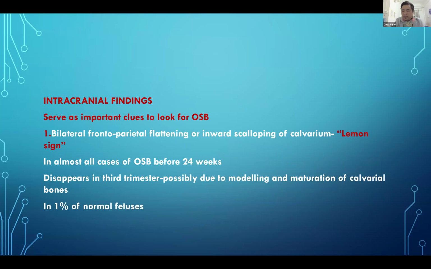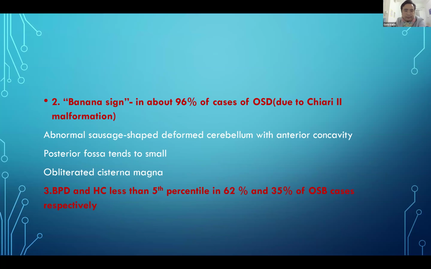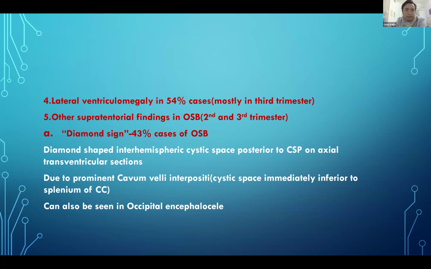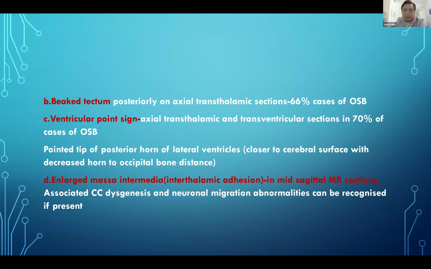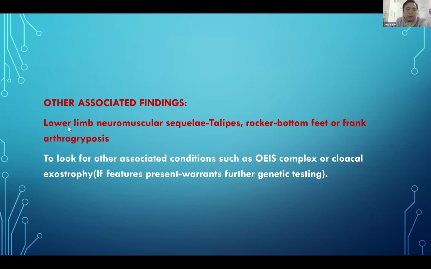Intracranial findings, as I've already said, are the lemon sign, which can also be seen in 1% of normal fetuses, and the banana sign. And other associated lower limb neuromuscular sequelae, which in our case we saw, are talipes and rocker bottom foot, and some of them can even have frank arthrogryposis. Usually, in case of open spina bifida, genetic testing is not warranted unless there are other associated findings which may suggest otherwise.